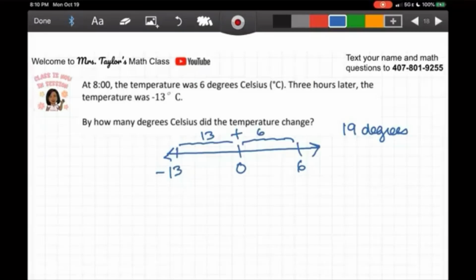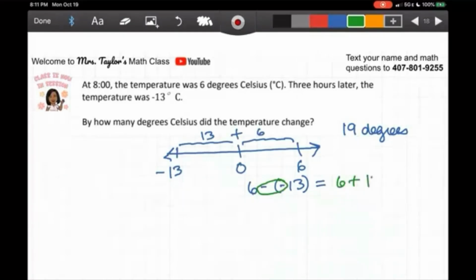So even though it dropped, I don't think you really have to put a negative sign, because what you're doing is saying 6 minus negative 13. And this really is the two negatives here. When you do the two negatives, it's going to get you a plus sign, and you get 19. Okie doke. Let's keep going.